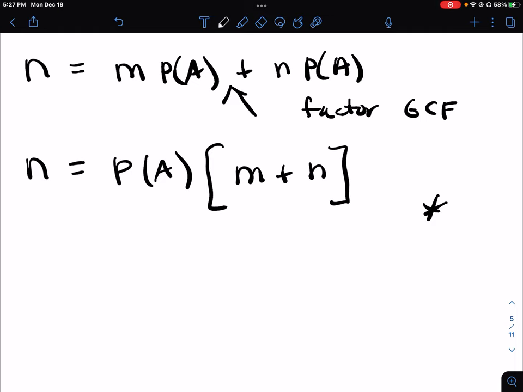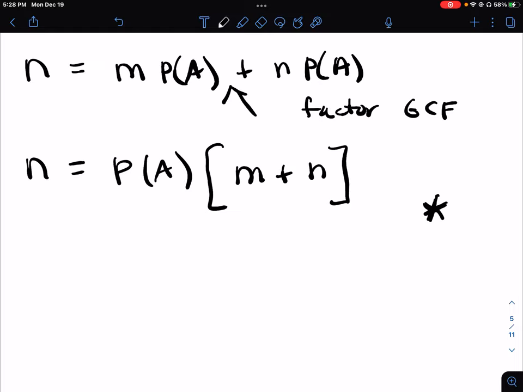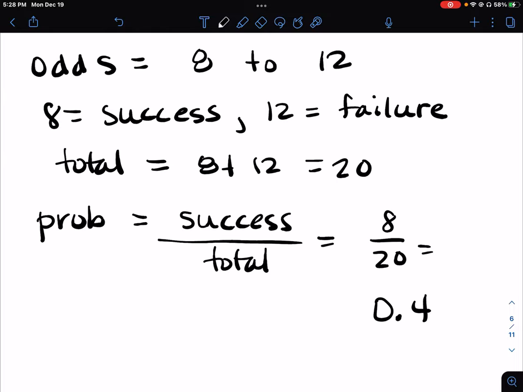Okay, now, next, it wants you to find out what P of A times what. So what you do is you factor out the P of A that they have in common, which would leave M plus N. On that right side, factor out what they have in common. Okay, this is the next step it wants you to do. I believe that's the final step it wants you to do. Okay, think about this. If the odds are 8 to 12, that means 8 successes, 12 failures is a total of 20. So the probability of success is 8 out of 20.